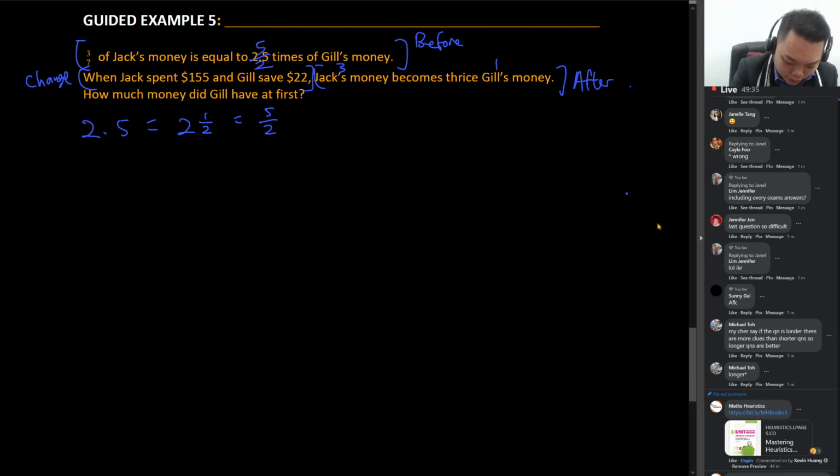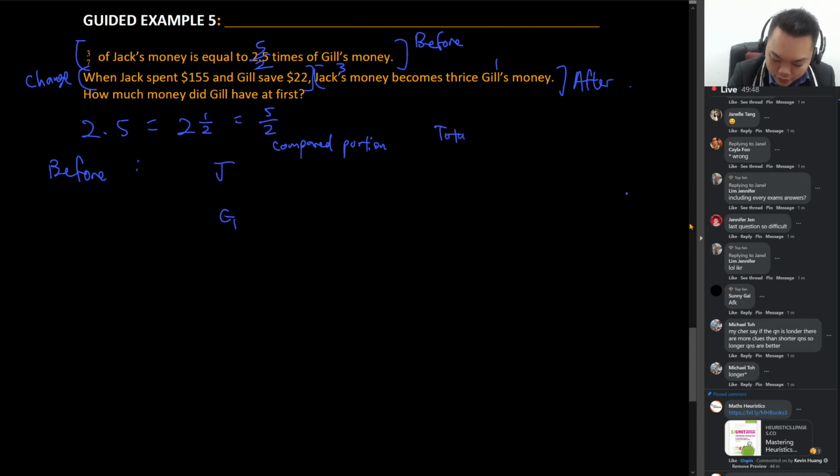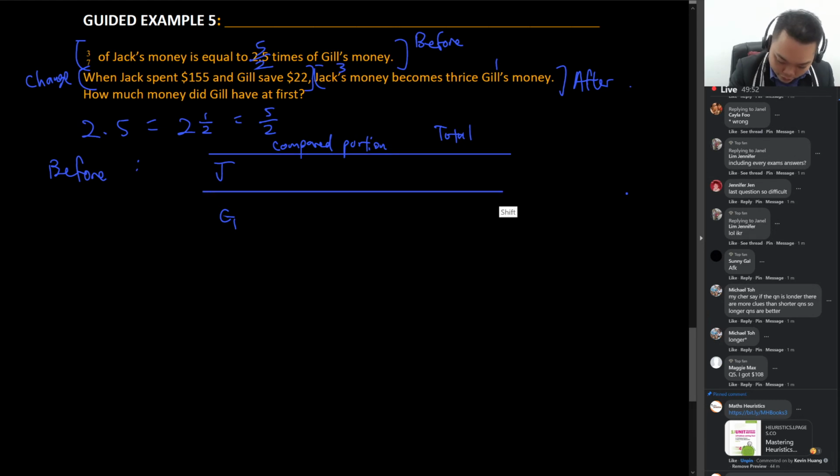Okay, so let's look at what's happening before first. Here we have Jack and Gil. There is a compared portion. You have to use a combination of techniques over here already and total. So let's break this down one by one first. If you try to do everything at once, you will be overwhelmed. So this is 3 out of a total of 7. And for Gil, you are comparing 5 out of a total of 2.